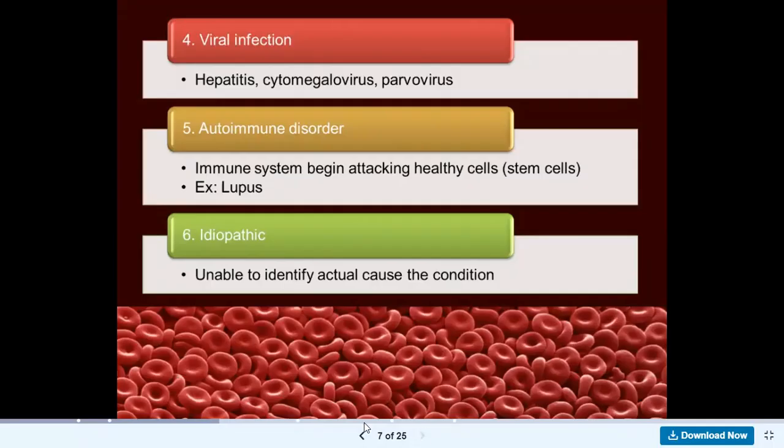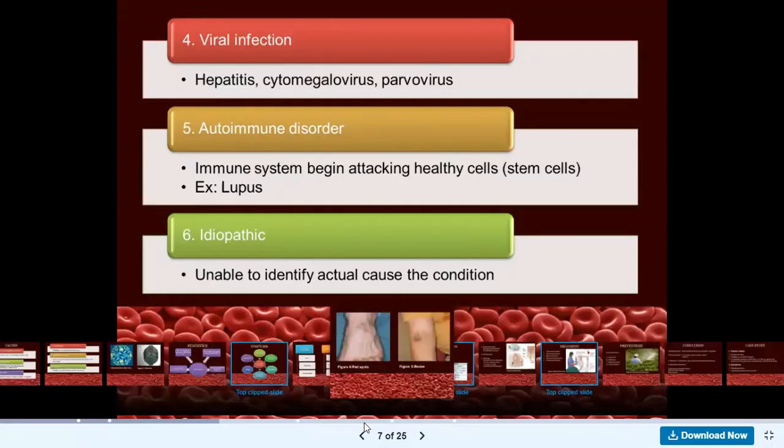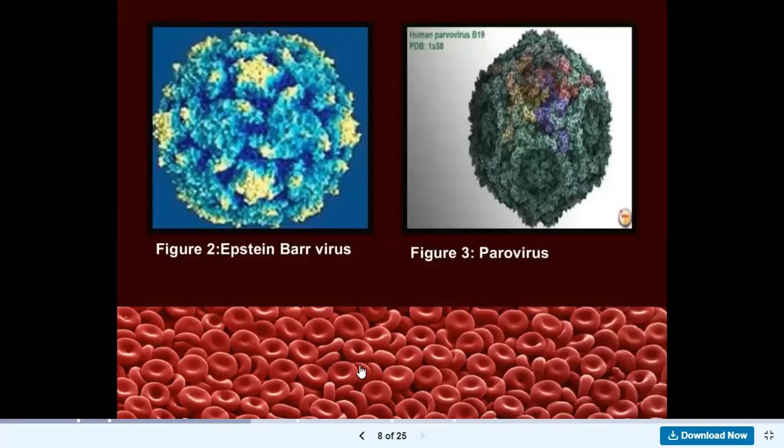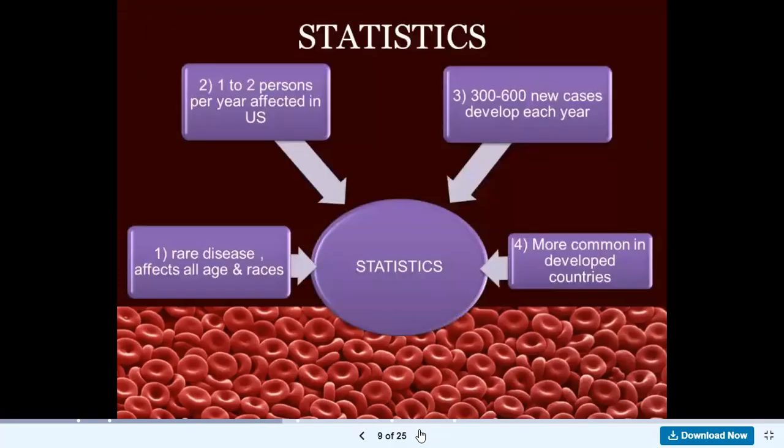So remember all of these causes: radiation and chemotherapy, viral infection, autoimmune disorders, chemicals like benzene and organophosphate and carbamate, and some drugs used to treat systemic lupus and rheumatoid arthritis could be destructive to the bone marrow stem cells, thereby preventing the bone marrow from producing enough blood cells. Viruses like Epstein-Barr virus and parvovirus B19 could also lead to destruction of bone marrow cells.